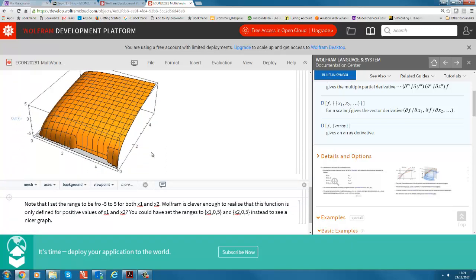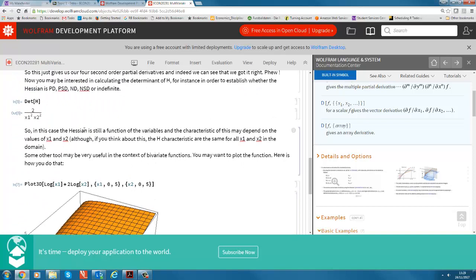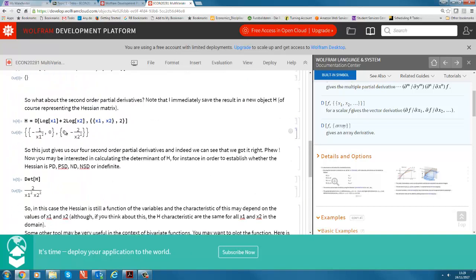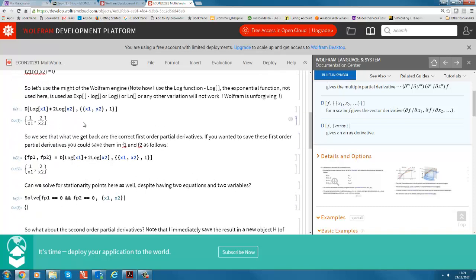Okay, so these few elements, plot3d, determinant, solve, and the d function will help you to check a lot of your work for bivariate problems.